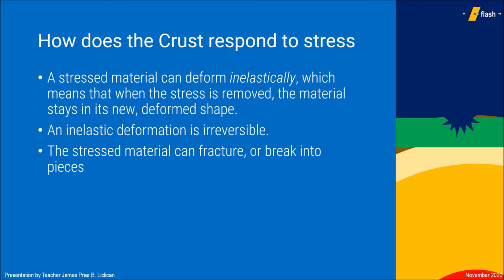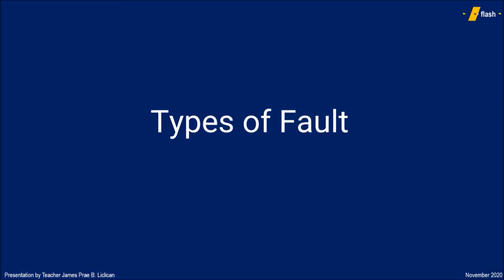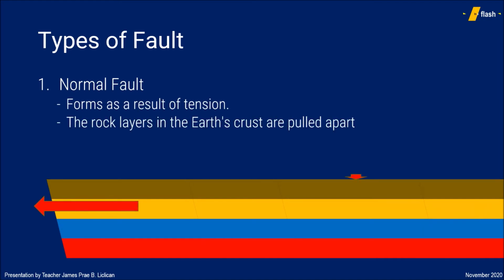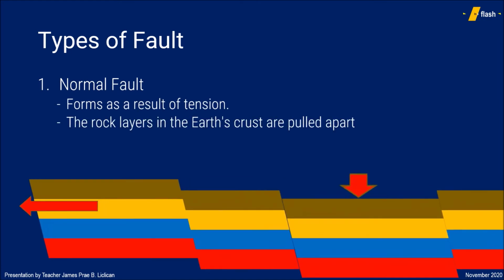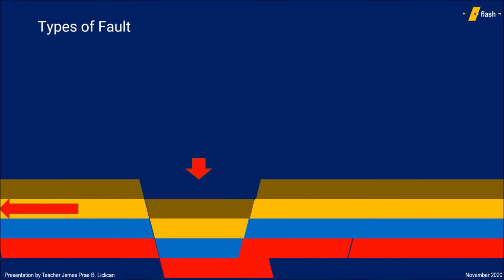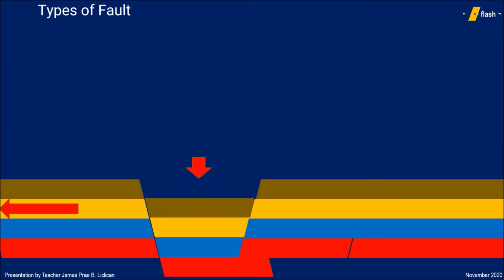There are many ways the plates move. When plates move away from one another, a normal fault would be formed, or in other terms, a dip slip fault. Dip slip fault is characterized by a sinking land structure.